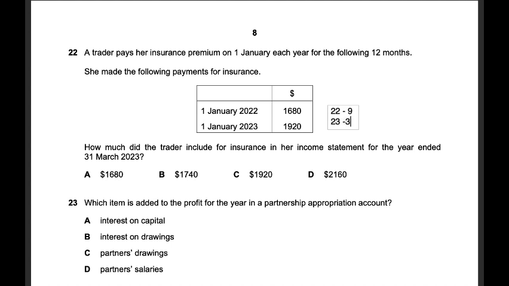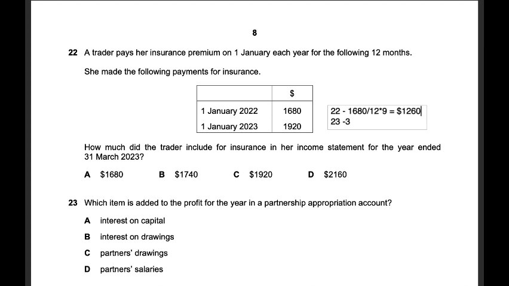So what we do in this case is that we know the total paid for 12 months. So we divide it by 12 and then we multiply it by 9 to get our answer. Let me just do that. Give me a second. 1,680 divided by 12 into 9. That is $1,260.